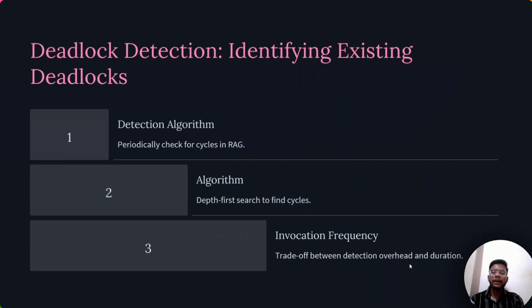Now, how can we identify an existing deadlock in a process? That is detection. We can use a detection algorithm that periodically checks for cycles in a RAG. Second, we can use the depth-first search algorithm to find cycles or loops in which the resources are used by two processes simultaneously, which leads to the deadlock. Next, we have invocation frequency. In invocation frequency, we consider the trade-off between detection overhead and duration.